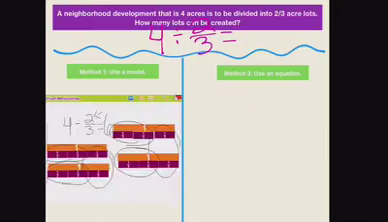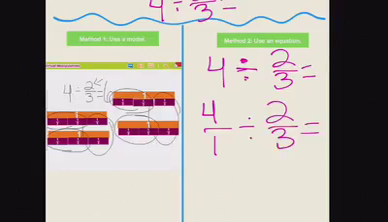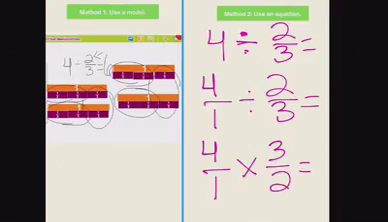Okay, now let's try the same thing using an equation. So write 4 divided by 2/3. Okay, we're going to write that whole number 4 as 4 over 1. Next step, multiply by the second number's reciprocal. So 4 over 1 times 3 over 2. Hopefully you can see there's some things you can cancel here. 4 and 2 are both divisible by 2. 4 divided by 2 is 2. 2 divided by 2 is 1.